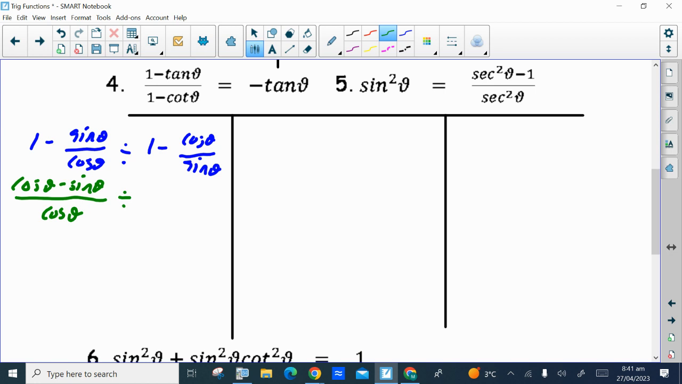cos theta divided by, for that second expression, we would combine those two together by getting a common denominator of sine theta. 1 would be sine theta over sine theta. So it'll be sine theta minus cos theta all over sine theta. And once again, when you're dividing rational expressions, you can multiply by the reciprocal. So that'll be my next step.